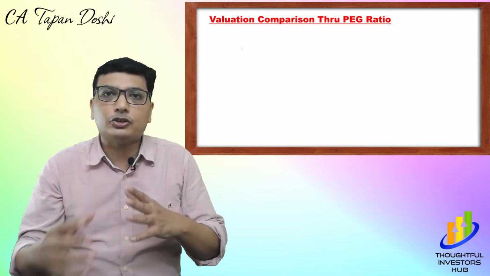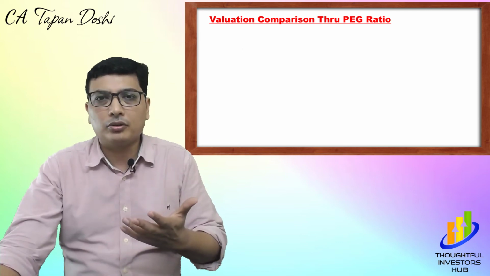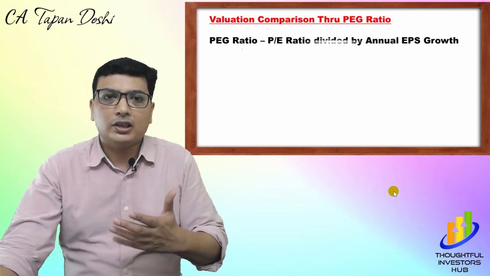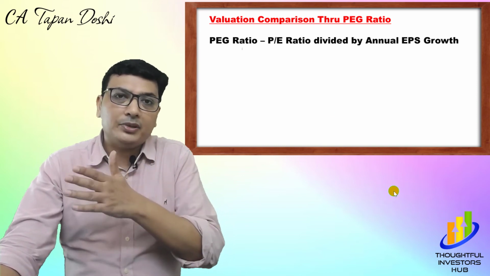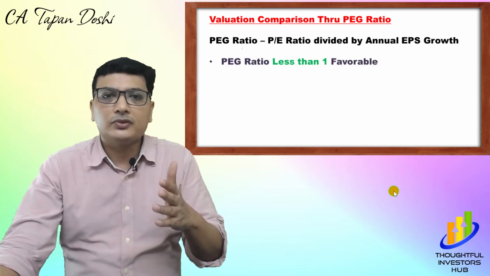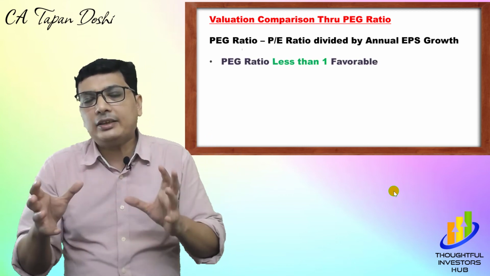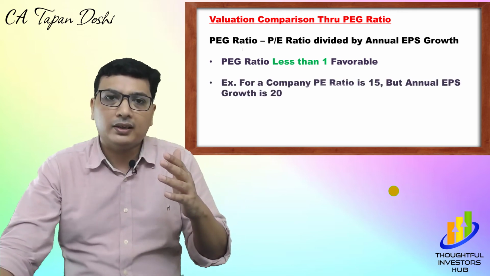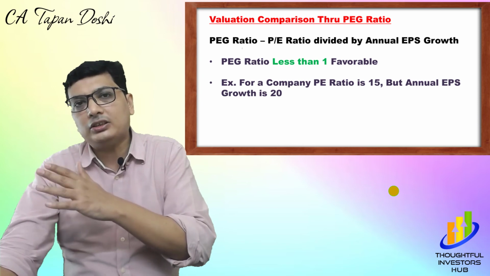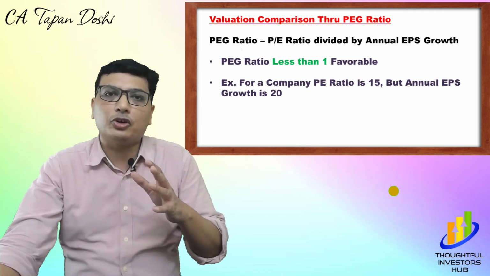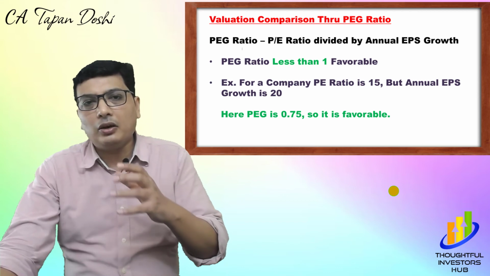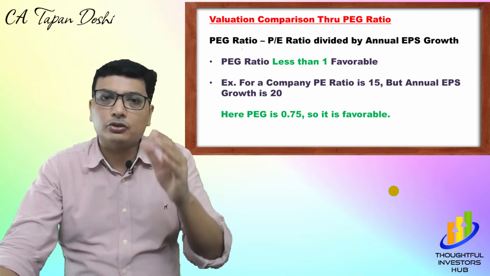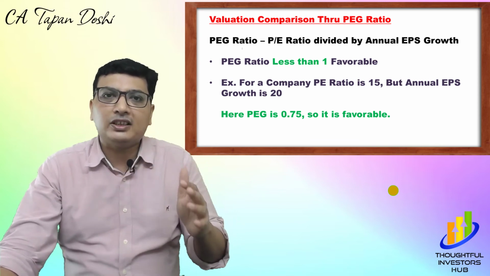So what is the PEG ratio? The PEG ratio is related to earnings growth. It is the P/E ratio divided by the annual EPS growth. If the PEG ratio is less than 1, then it is favorable. Suppose the P/E ratio is 15 and the EPS growth is 20. Then the PEG ratio is 0.75, which is good. Annual EPS growth is nothing but EPS growth, and 15 divided by 20 is 0.75, so it is favorable.